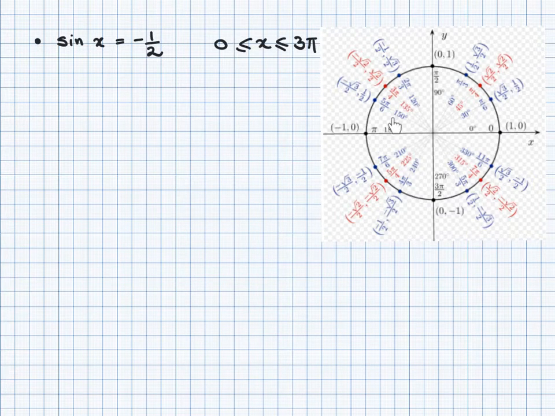Today I'm going to talk about solving sine equations algebraically and using the unit circle. So the one that you can see here on the side: sine of x is equal to negative half, and x is in the domain between 0 and 3 pi.